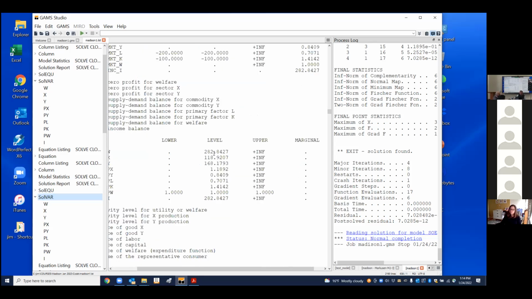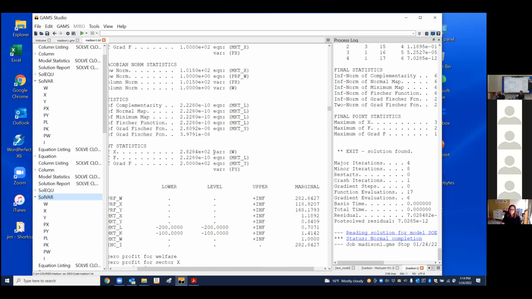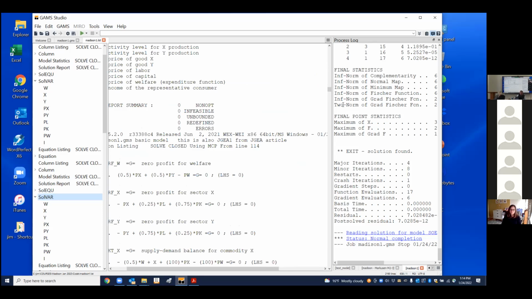Those are the equations. You want to scroll down. There you go. That's what he said. And so we will see the price of labor go up.